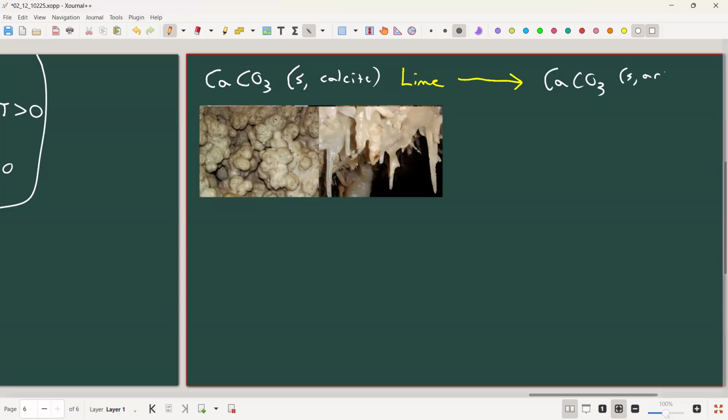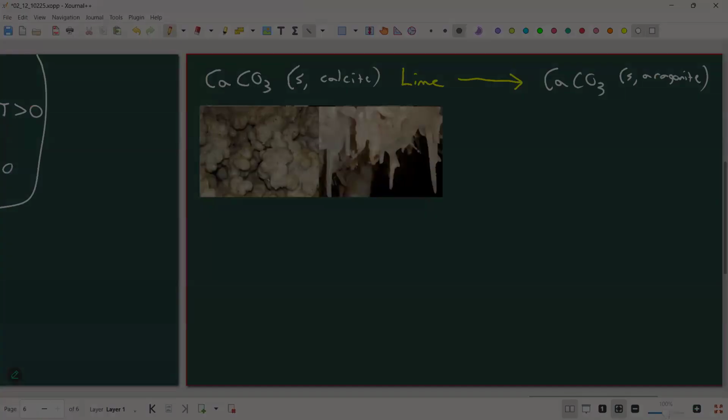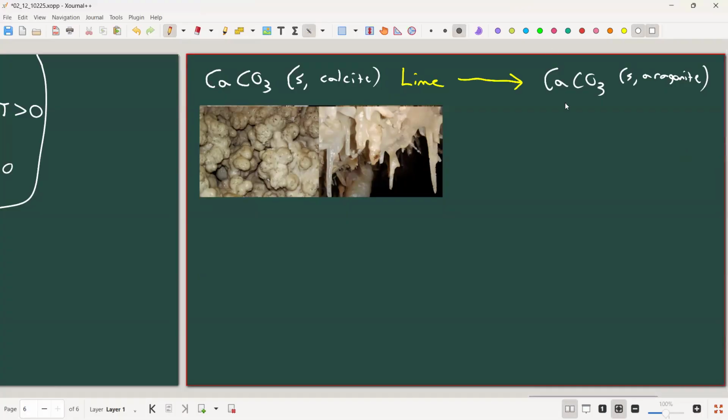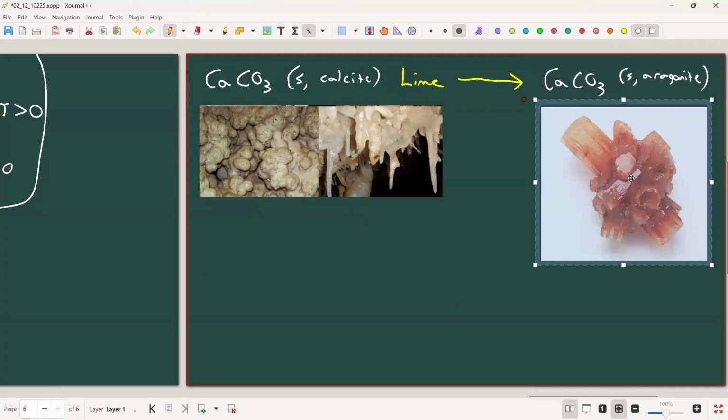Which is called aragonite, named after the place it was discovered, the forest of Aragon in France. Aragonite. And it's a particularly beautiful red crystal.